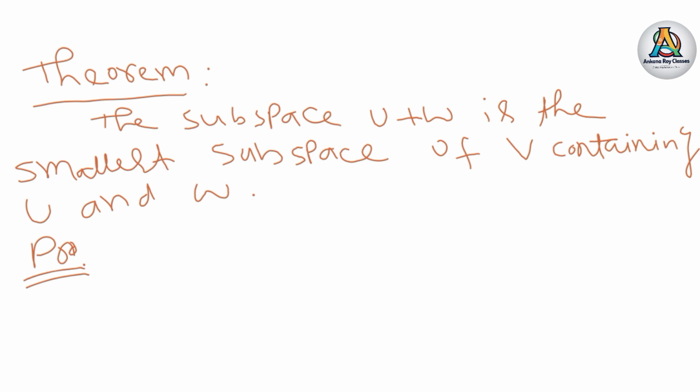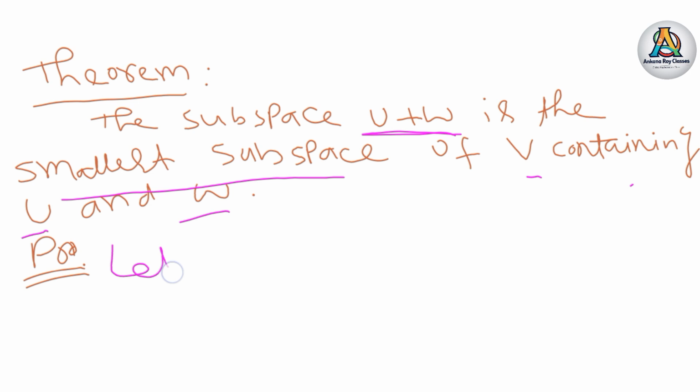Now here is a theorem: the subspace U plus W is the smallest subspace of V containing U and W. We have already seen that U plus W is a subspace and also U plus W contains U and W both. So here we can prove that U plus W is the smallest subspace of V containing U and W.